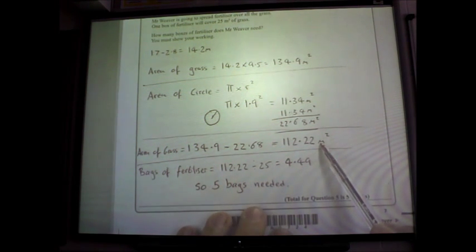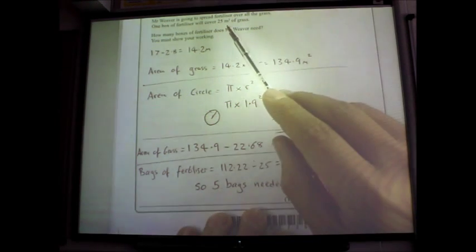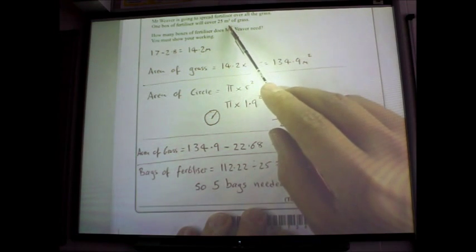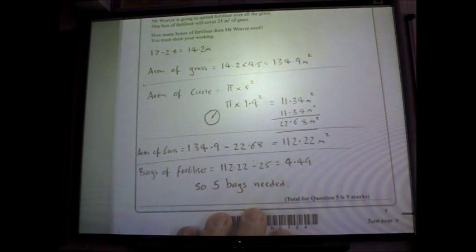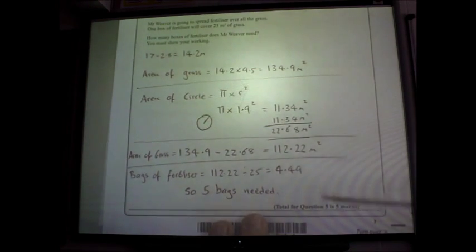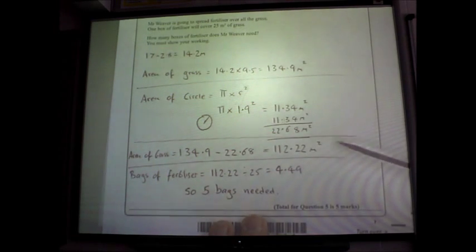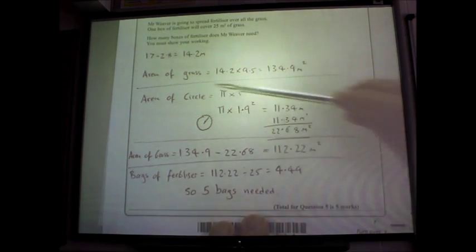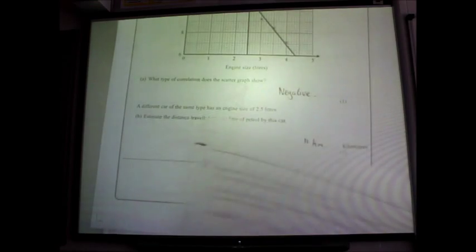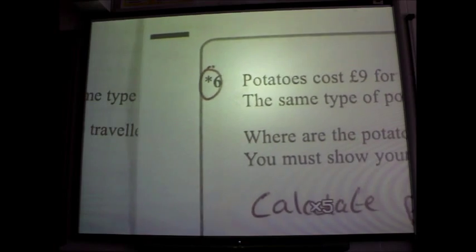The very last mark is to do with the fertilizer coming in bags of 25 meters squared, or that's how much it will do. So you need to divide your answer by 25 to give you 4.49. So if it's 4.49, you need 5 bags to do it with. It must be explained as clearly as that. Don't have workings all over the place, because it's got to be really easy to follow. Split your page up like I've done that. Question 6, again, functional. There's the star next to it.